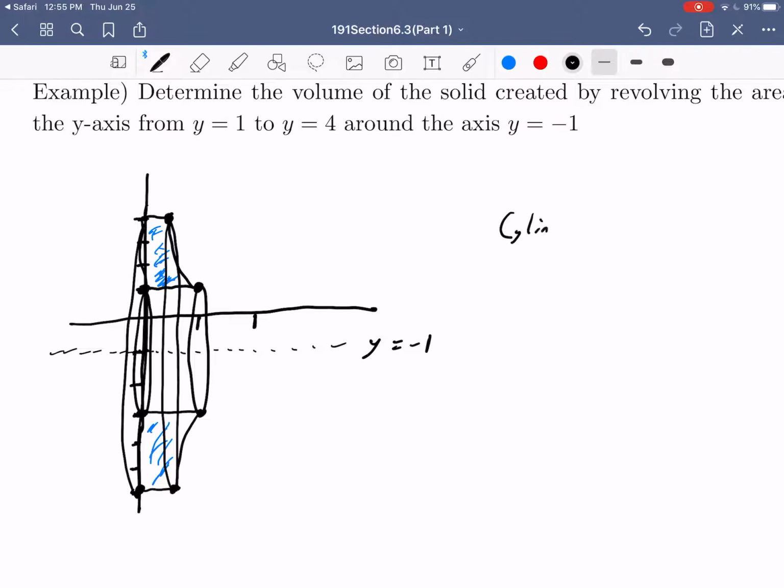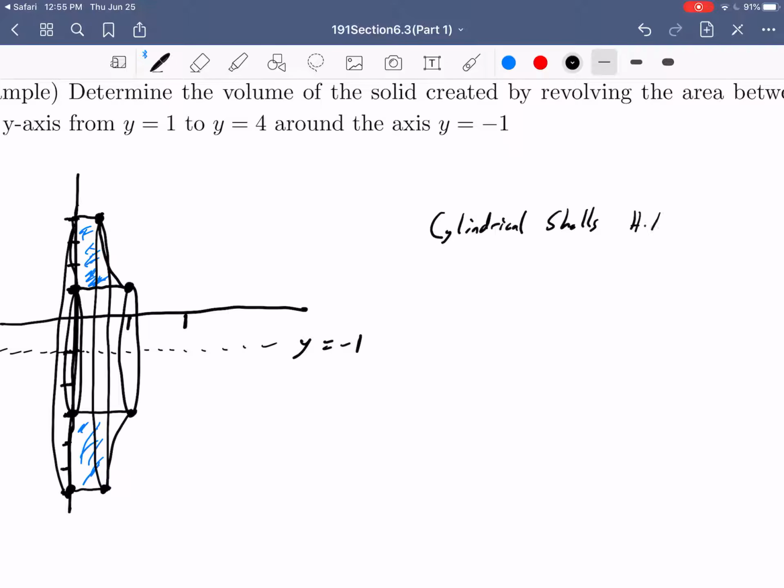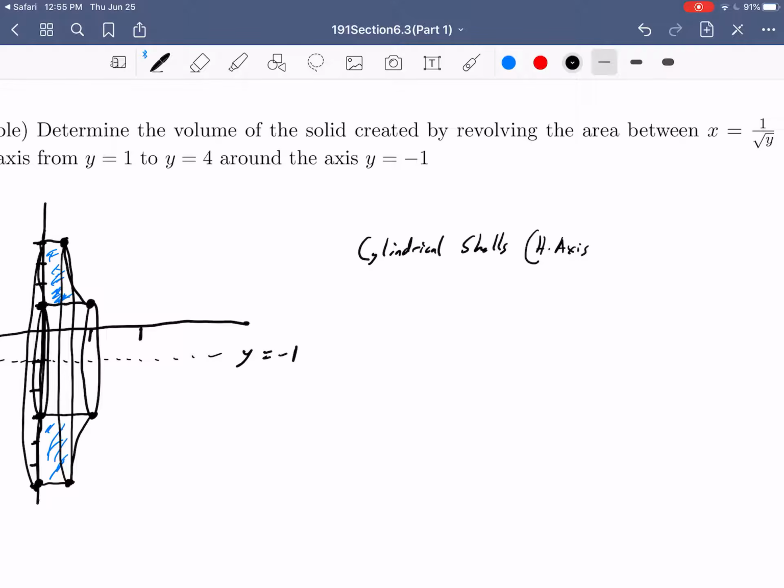So we're going to use this new method, cylindrical shells. We have a horizontal axis this time, right? Y equals -1 is similar to the x-axis. It's a horizontal axis. So with cylindrical shells, that means you're going to be working dy. Notice that that's good because that allows us to keep the bounds as we were told and allows us to keep the function as we were told. If we wanted to use washers, we'd have to change everything in terms of x. Okay, so we're going to go ahead and use cylindrical shells.